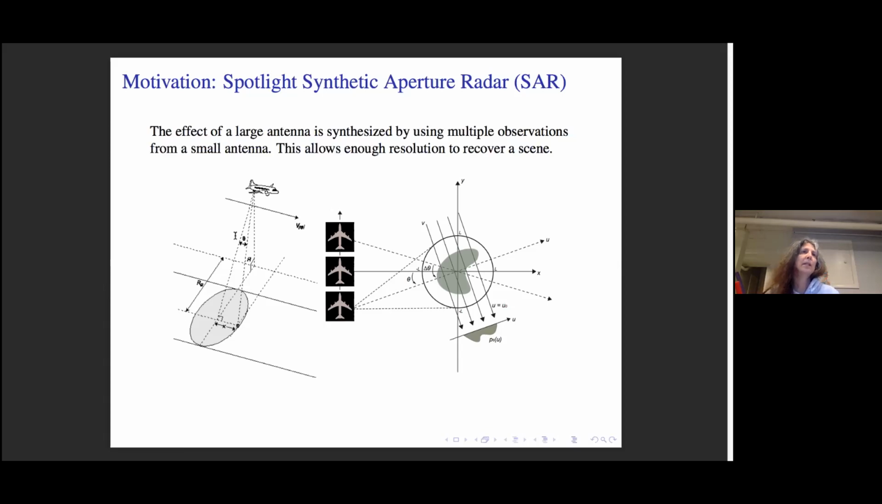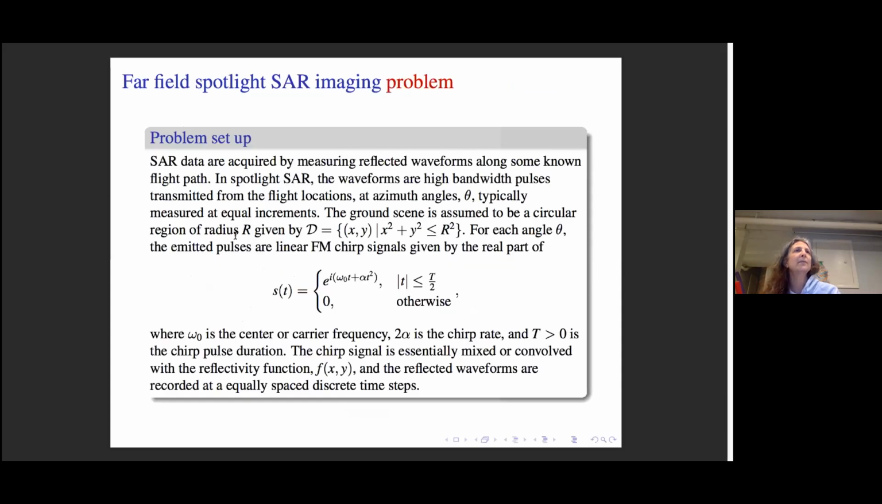And the reason it's synthetic is that by using multiple observations from a small antenna, you can synthesize the effect of a large antenna, which allows you to have enough resolution to recover the scene, because you can't put an enormous antenna on your plane. So that's the motivation for the problem. But if you're scratching your head later and say, yeah, but you haven't actually solved this problem, well, we're still at the beginning, but that's where we're going with this research, is to try to tackle that problem in particular.